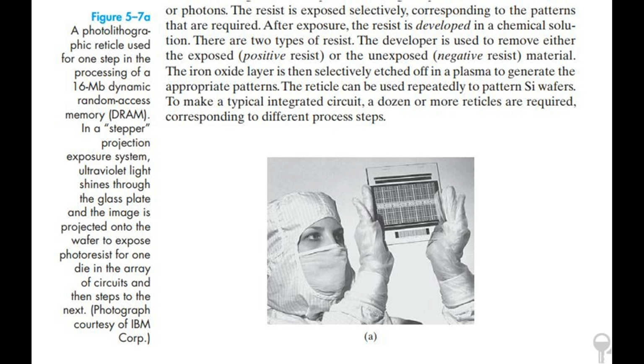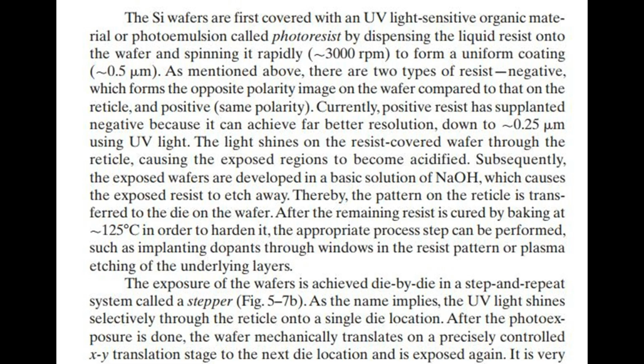In a stepper projection exposure system, ultraviolet light shines through the glass plate and the image is projected onto the wafer to expose photoresist for one die in the array of circuits and then steps to the next. Photograph courtesy of IBM Corp. The silicon wafers are first covered with an ultraviolet light-sensitive organic material or photoemulsion called photoresist by dispensing the liquid resist onto the wafer and spinning it rapidly, 3000 rpm, to form a uniform coating, 0.5 μm.